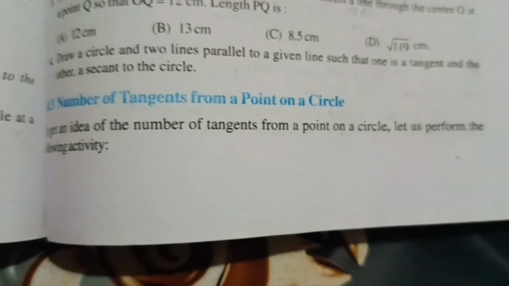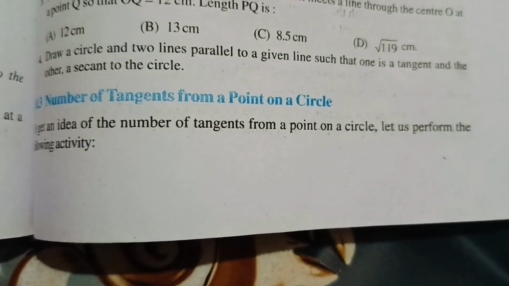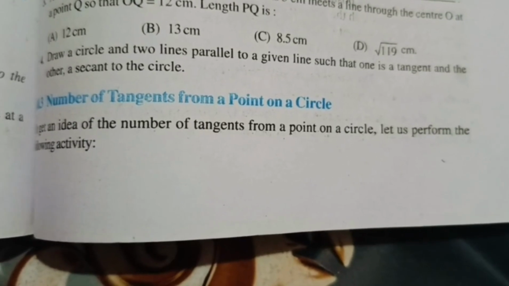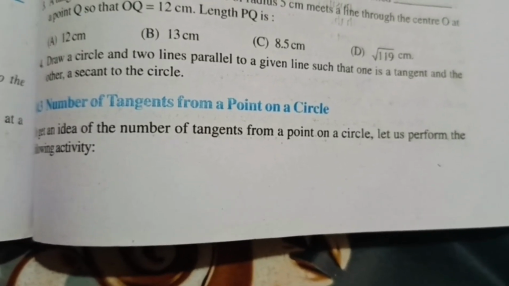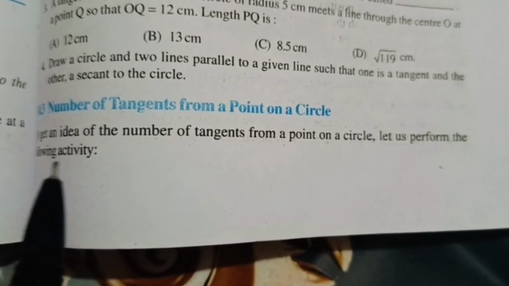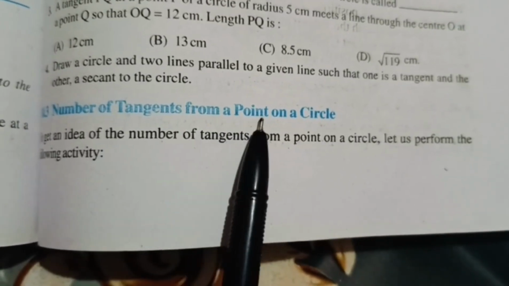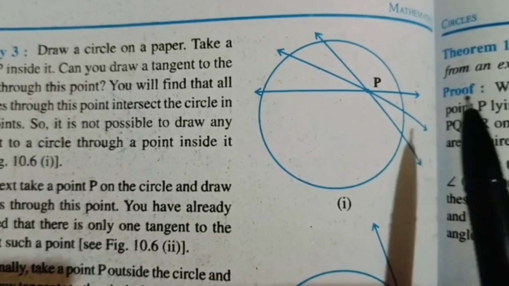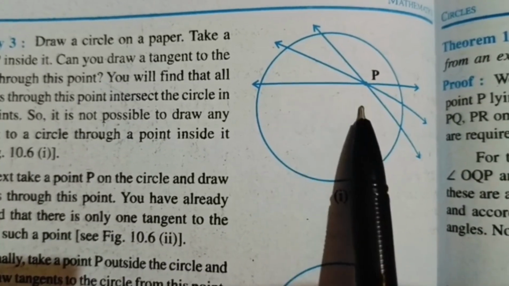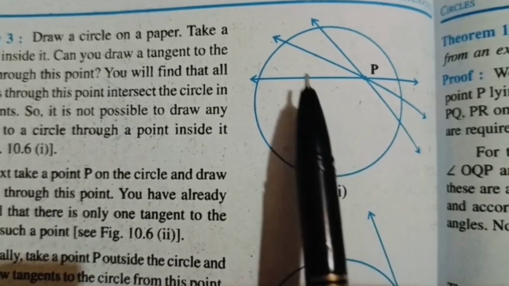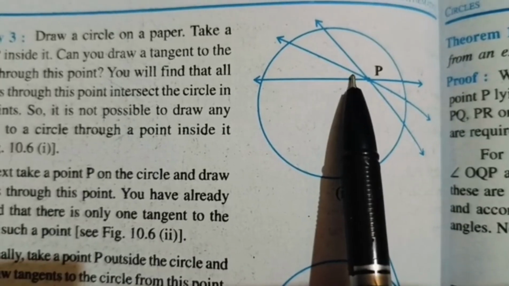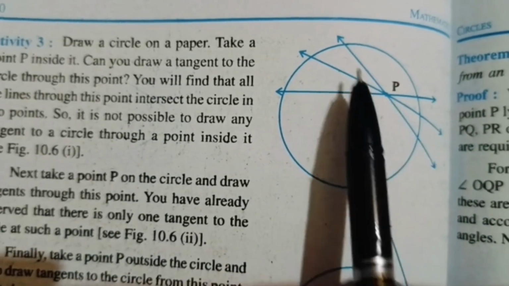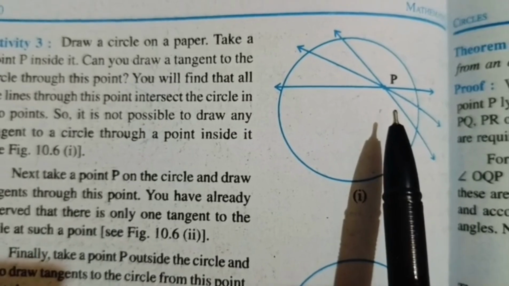Students, how are you? We already learned about the tangents, secant and the point of contact in exercise 10.1. Today we learn the number of tangents from a point to a circle. See here, P is a point inside the circle. We can draw an infinite number of lines through P. Do you know? We can draw infinite lines through a point P.